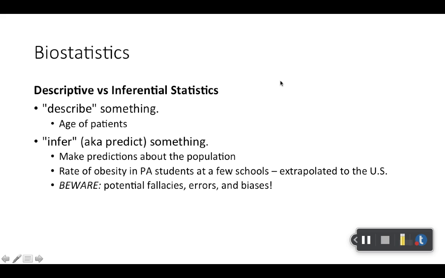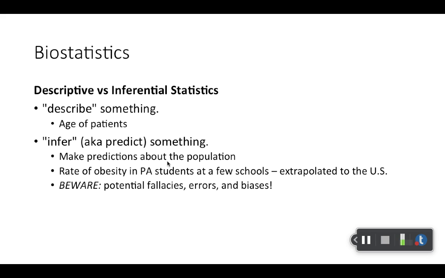So first, with statistics, you'll hear them described as being descriptive or inferential. Descriptive is pretty self-explanatory: to describe something. A lot of times you see, for example, age of patients, hair color, height, whatever. Those are descriptive statistics, versus inferential, which is something that you have to infer, which is also like saying you're making a prediction of something. So this is where you try to make a prediction about the population.